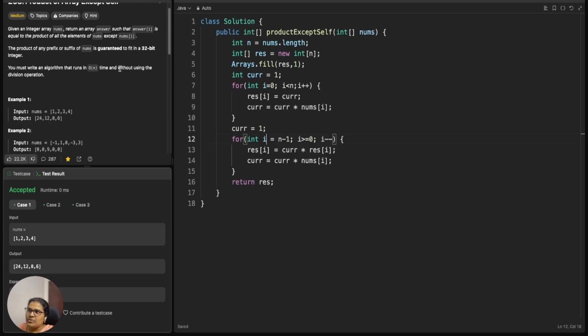And the other condition we had was we shouldn't be using division. We are not using division anywhere. So the time complexity is order of 2n, which is essentially n because we don't consider constants. And the space complexity is, if you don't consider the result array, constant space. Other than the result, we are not using any external space here.